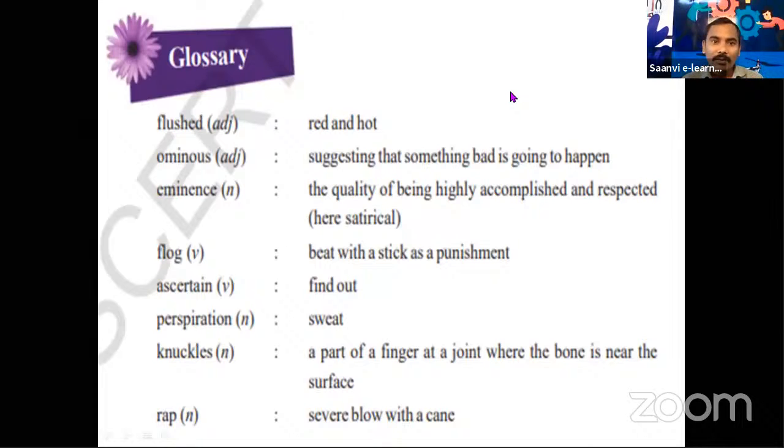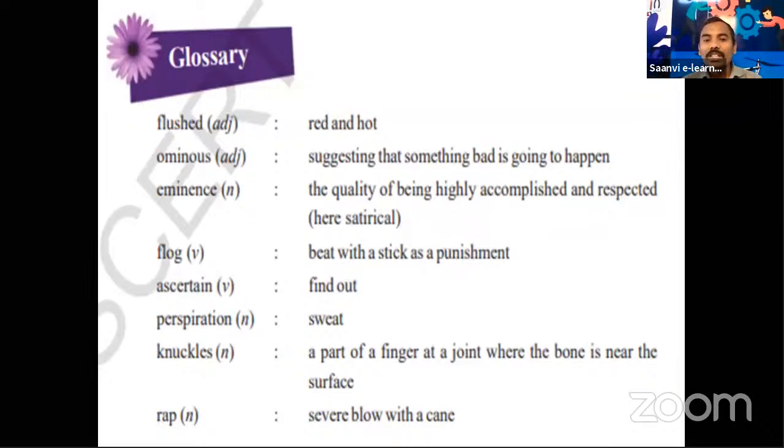Flushed. What do you mean by flushed? Flushed, it means red and hot. A flushed face means an angry face. Ominous, suggesting that something bad is going to happen. So good omens are there, ill omens are there. So here ominous means suggesting that something bad is going to happen. An ominous look on his face means he came with a face which says that something bad is going to happen. Eminence means the quality of being highly accomplished and respected. But in this lesson, it says a height.